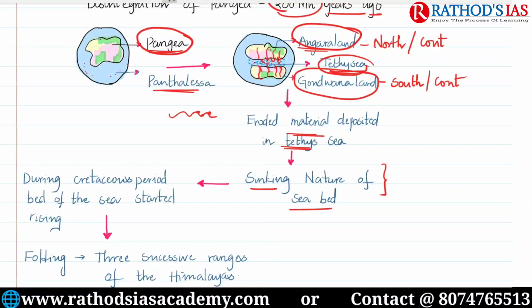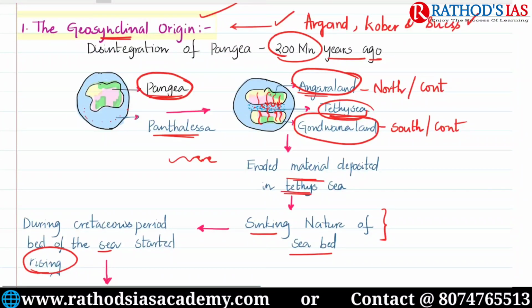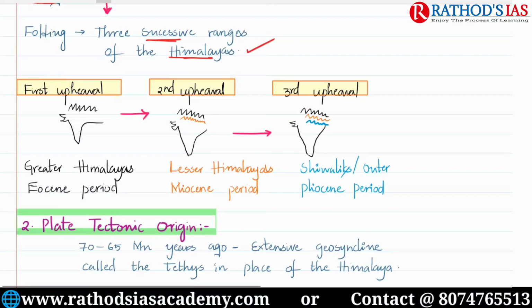After some million years, during the Cretaceous period, the bed of this sea started rising, and finally the folding happened. Because of this folding, three successive ranges of Himalayas formed. So this is about the geosynclinal origin of Himalayas. Three successive ranges of the Himalayas were formed, correct? In the first upheaval, that led to the formation of the greater Himalayas. During which period did the greater Himalayas form? That is during the Eocene period.